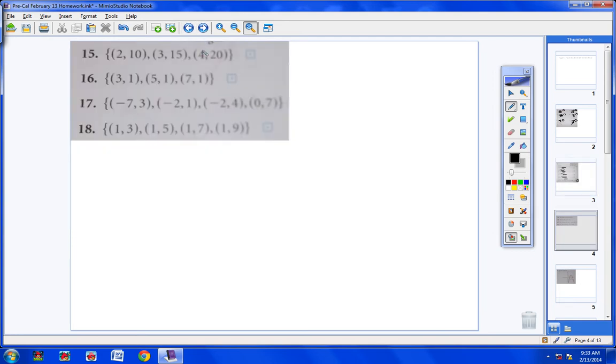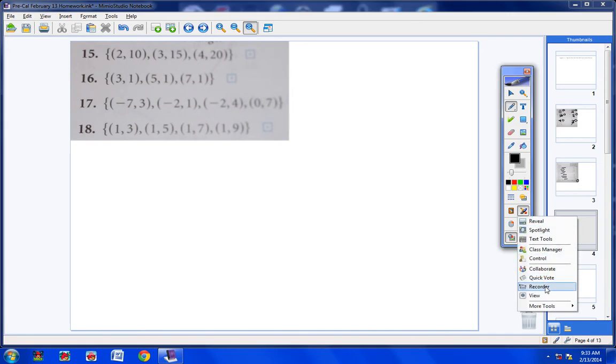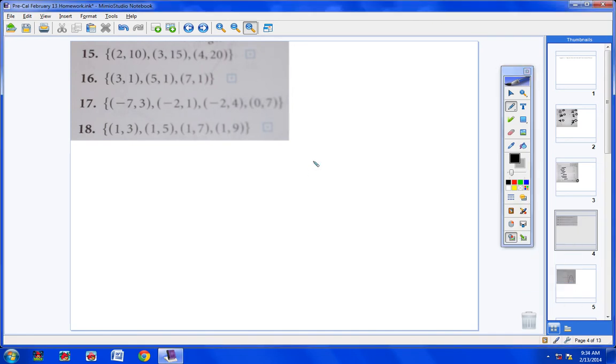Now let's move on to numbers 15 through 18. I grouped all of these together too because they're really pretty easy and pretty quick to do. Okay, so looking at number 15 here, 2 has one output, 3 has one output, and 4 has one output. So yes, this relationship is a function. 3 has one output, 5 has one output, 7 has one output. So yes, this is a function.